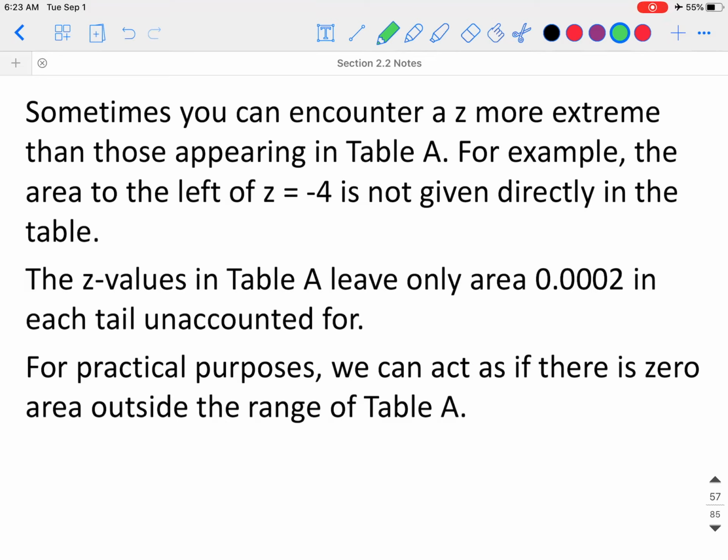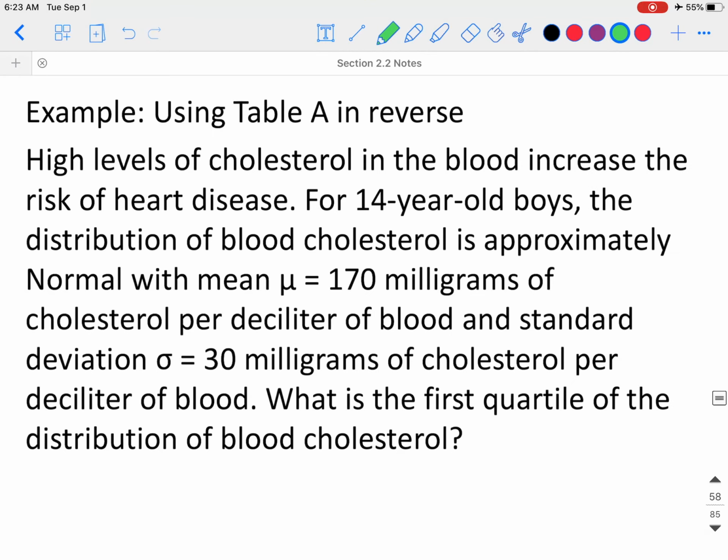Sometimes you can encounter a z more extreme than those appearing in Table A. For example, if we're looking for an area to the left of z equals -4, it's not given directly in the table. The z values in the table leave only an area of 0.0002 in each tail unaccounted for. For practical purposes, we can act as if there is zero area outside the range of Table A. So if we're looking for the area less than -4, we would call it 0. If we're looking for the area greater than +4, we would also call that 0.